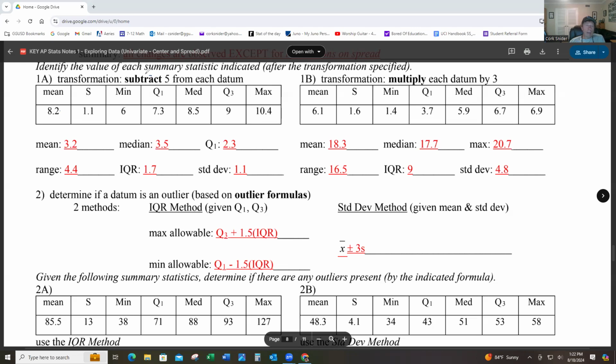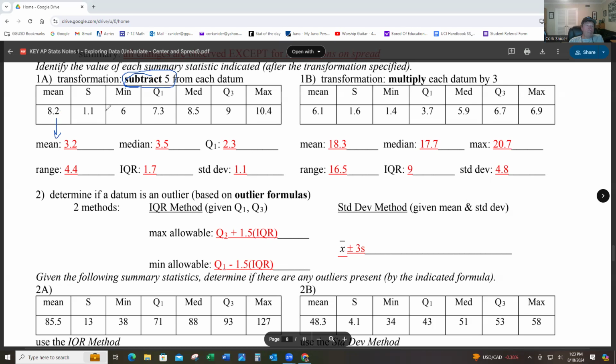If you subtracted 5 from every number in this data set, and by the way, we do not know how many numbers are in this data set. It could be 20, it could be 100, it could be 1,000. We just have the summary data. But we do know if we subtracted 5 from each piece of datum, you would get 3.2, this minus that minus 5, okay?